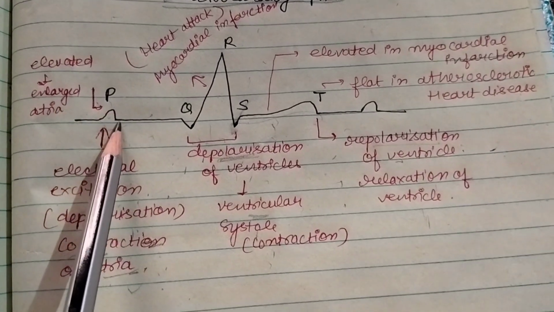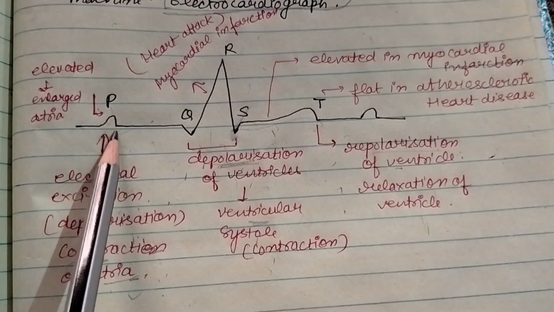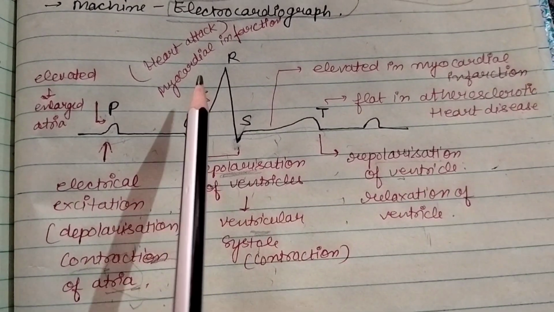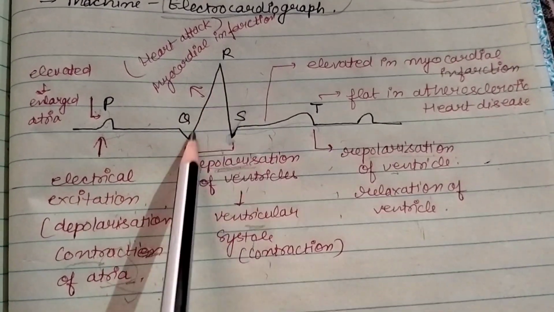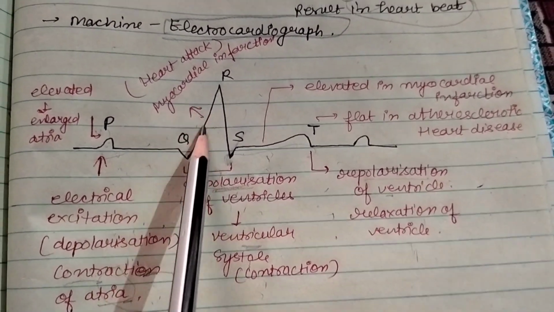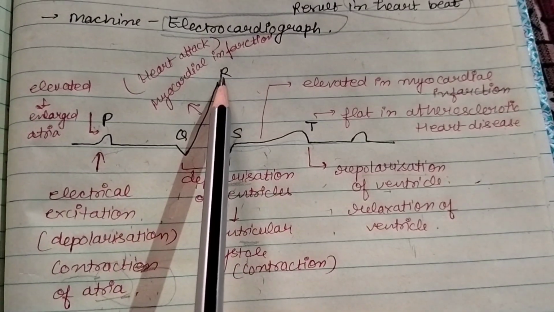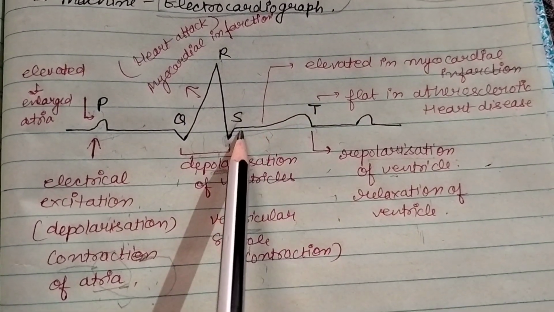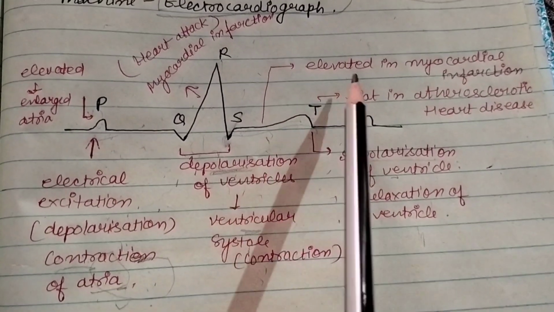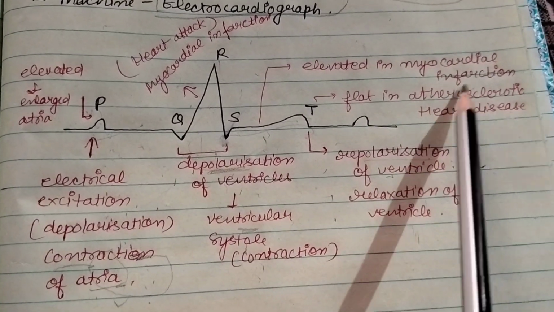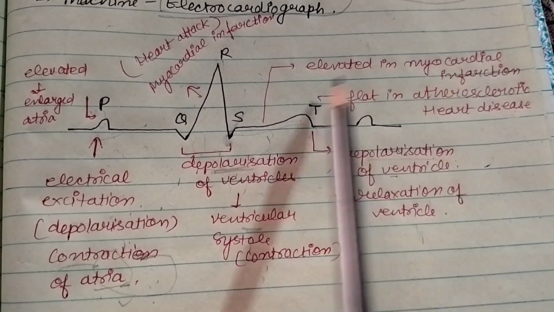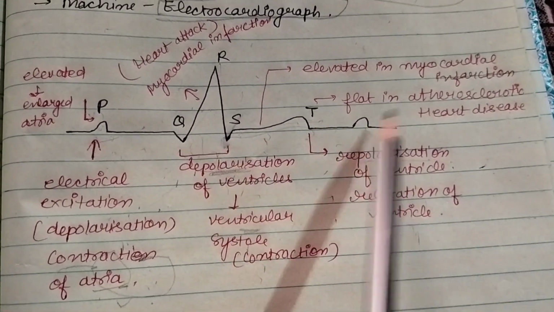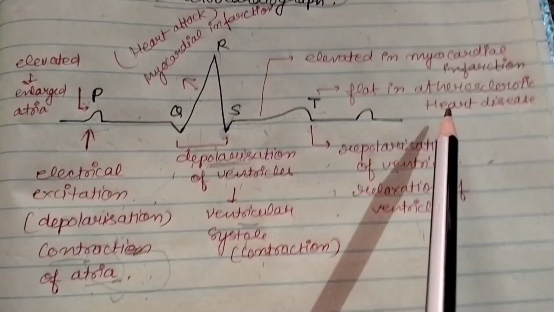So there are some diseases also in which these peaks are not as shown in the picture. For example, if in some patient P wave is elevated or enlarged in size, it means our atria is enlarged. And if QR peak is elevated or large, then it means there is myocardial infarction, which means there are chances of heart attack. And if this ST wave is elevated, it means there is myocardial infarction, means there are chances of heart attack again. And if this T wave is flat, then there is atherosclerotic heart disease.